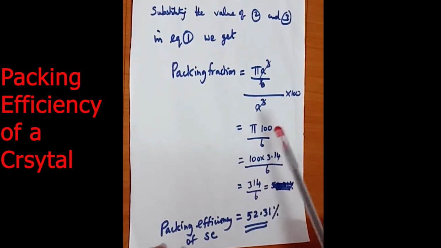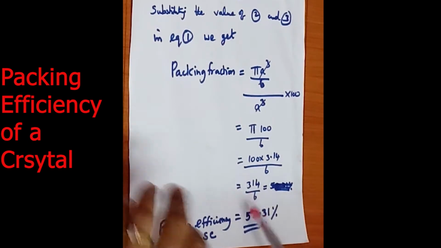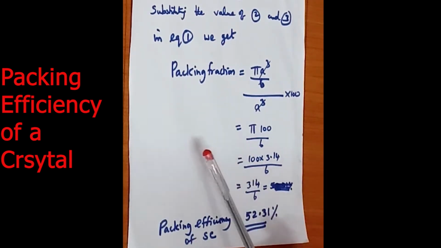So 100 into, the value of pi is 3.14. So when you multiply by 100, you will be getting 314 divided by 6. So when you divide 314 by 6, you will be getting 52.31%. So this is the packing efficiency of simple cube. So far you have found out the packing fraction or packing efficiency of a simple cube. So you should know what is packing efficiency or packing fraction in a cube. The first type of cube is simple cube, for which we have determined the packing efficiency.